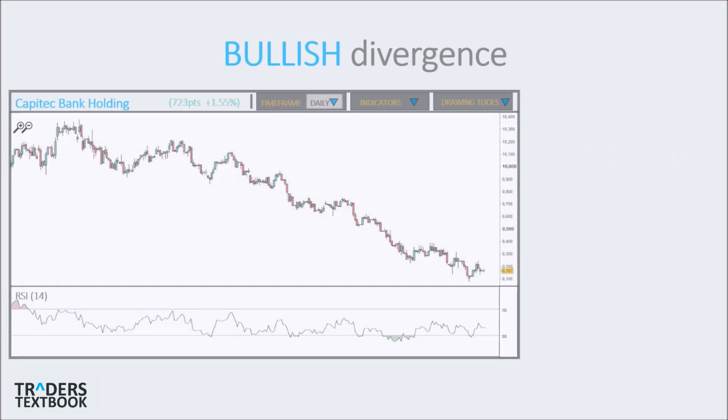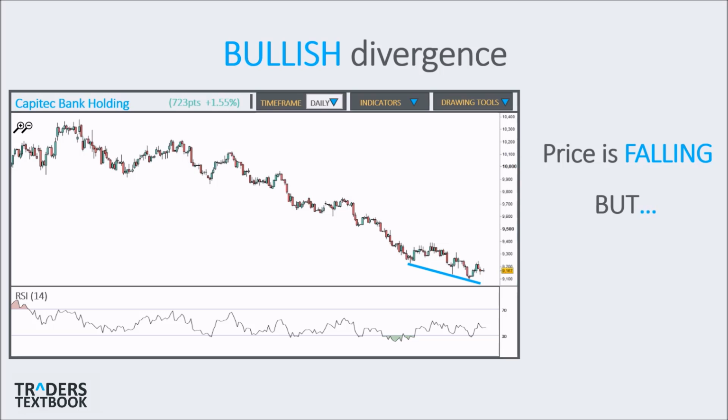Bullish divergence is the opposite. That is when the price on the chart is falling, so the price is making lower lows. But the RSI is in fact rising. Again, this is a warning signal. It warns us that the price could soon correct higher, because buying momentum is starting to develop and grow. So the rate of acceleration is increasing.